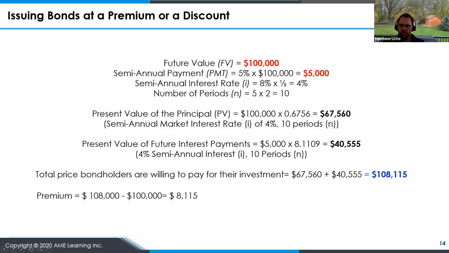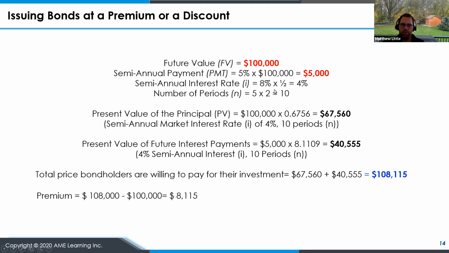So this is where you might recall your present value tables, or you might have a present value calculator, or you can use the function in Excel. So for this example, we have a future value of $100,000. We're told we're issuing $100,000. Because we're making semi-annual payments, we need to take the 10% annual interest and divide by 2. Okay, so we'll get 5% every 6 months. So 5% times 100,000 means we're going to pay $5,000 every 6 months.